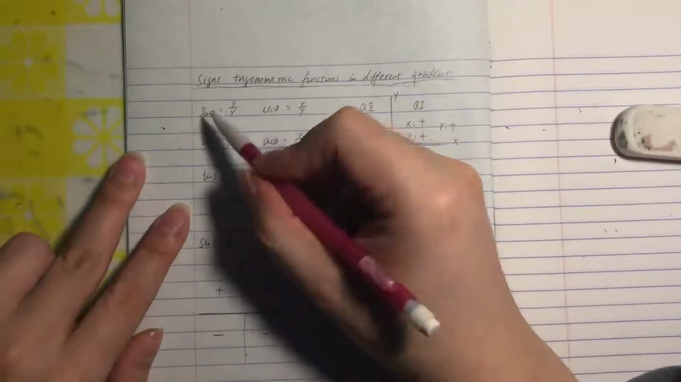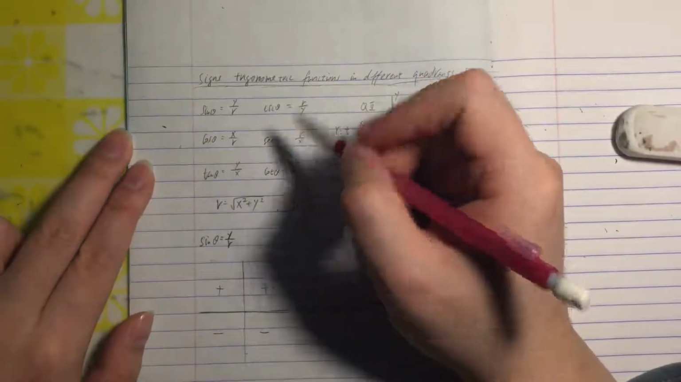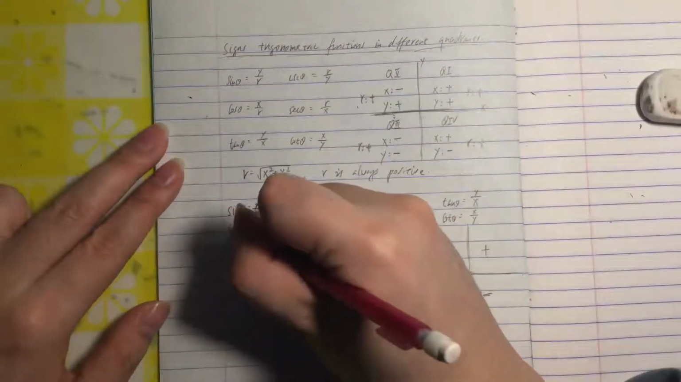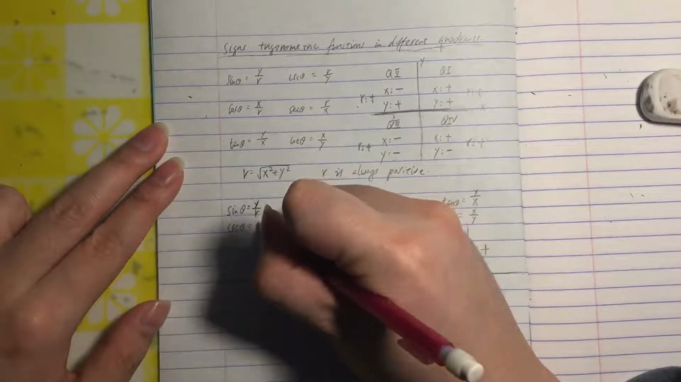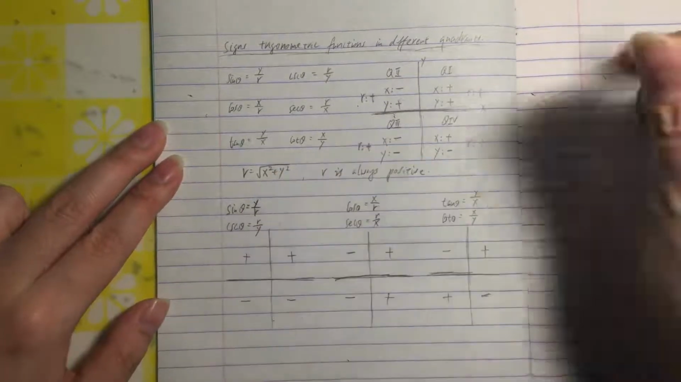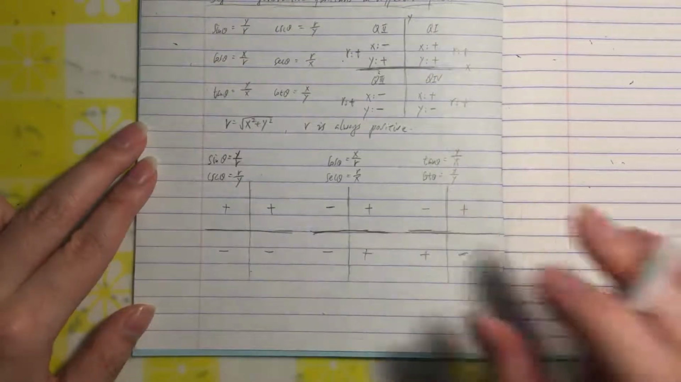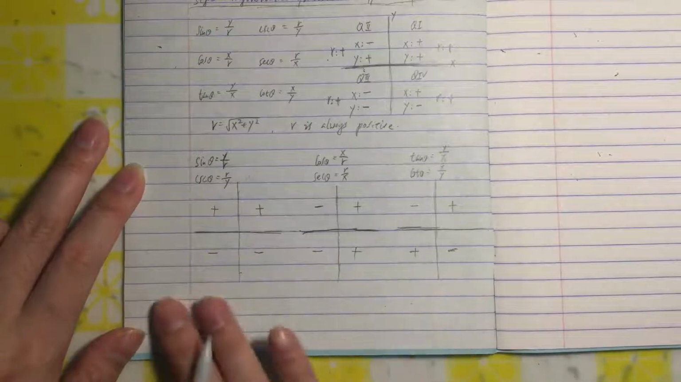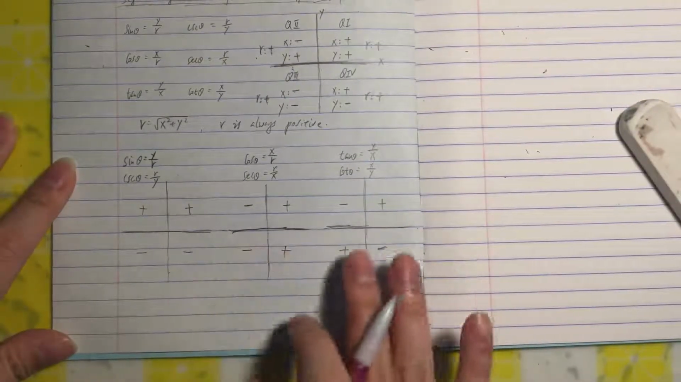And since sine and cosecant are reciprocals of each other, they have the same signs in these 4 quadrants. So sine and cosecant have exactly the same signs in the coordinate plane. That's the signs of the 6 trigonometric functions in the coordinate plane. Memorize this table.